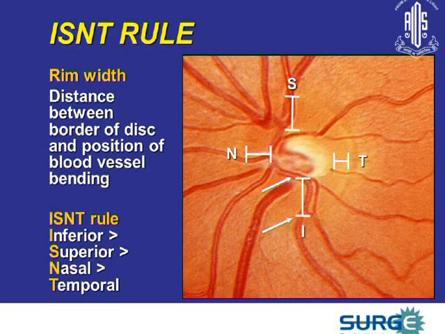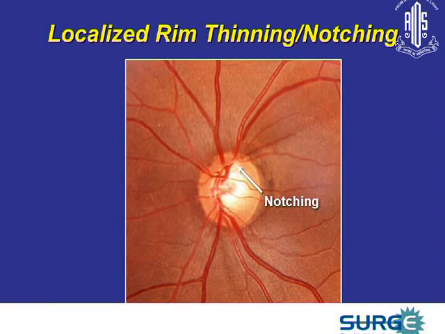So you have to look at where the thinnest part of the neural rim is, and in a normal disc it should be temporal. If any of the other 3 is thinner than the temporal, then that is marked as abnormal. And this is commonly known as the ISNT rule, and Dr. Sood alluded to that right in the beginning of this session. So you have to identify local areas of rim thinning and notching. As you can see over here, this is the temporal rim, and you can see here the superior rim is thinner than temporal, and that's what we are looking for.